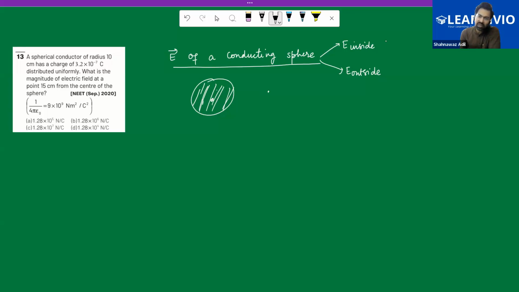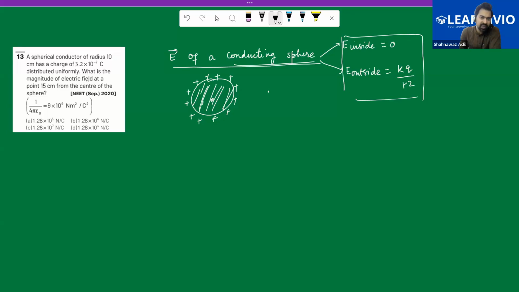So inside the sphere, the electric field is zero for a conducting sphere because all the charges are residing at the surface of the sphere. If it is conducting, then all the charges are at the surface. So there are no charges inside the sphere. So electric field inside the sphere is zero. Electric field outside the sphere is simply kq by r square. So that is the idea of conducting, right? Okay, now we can do this question.